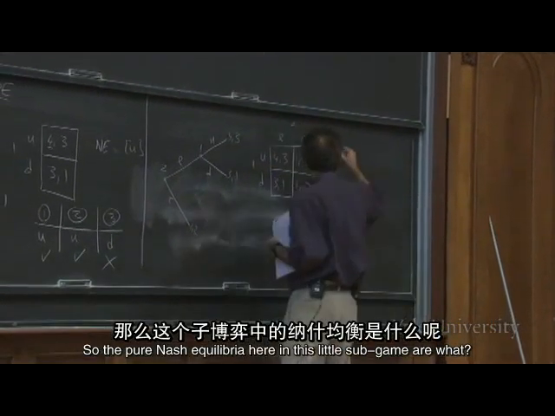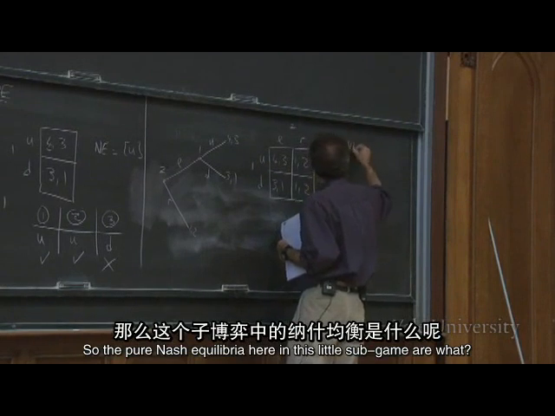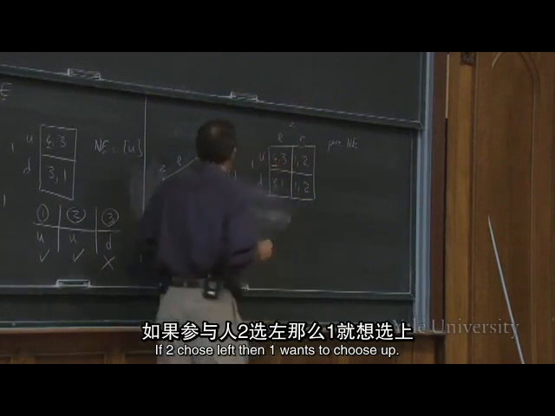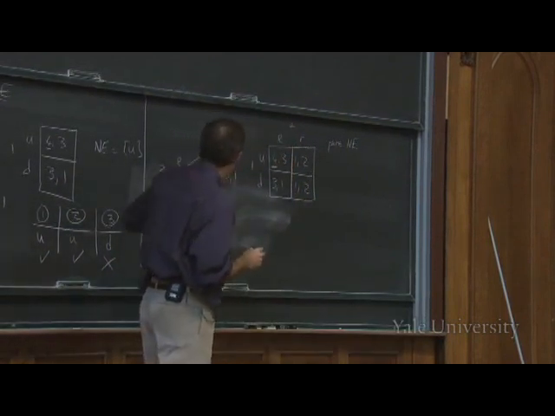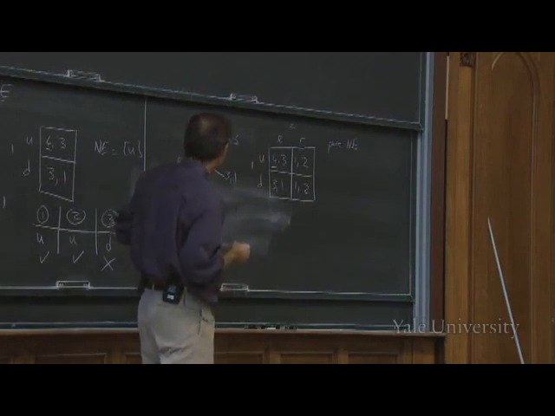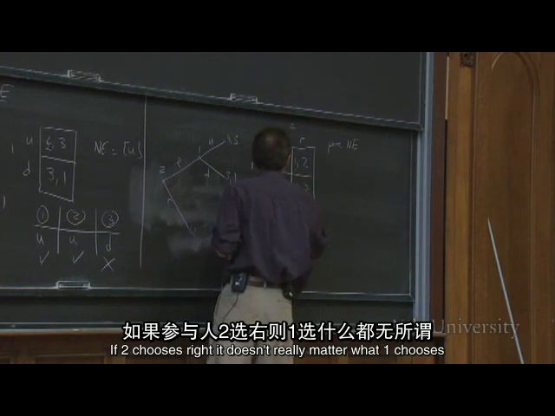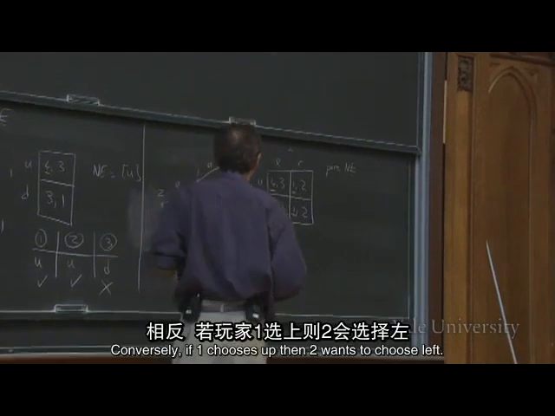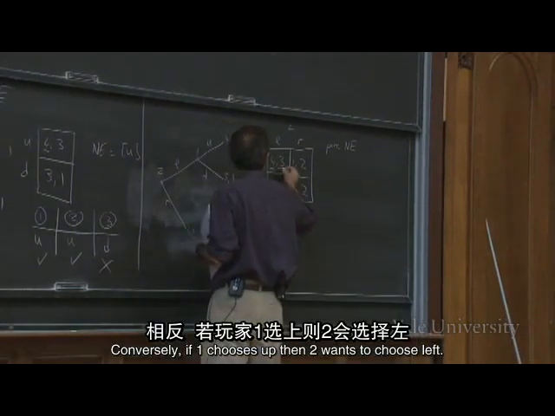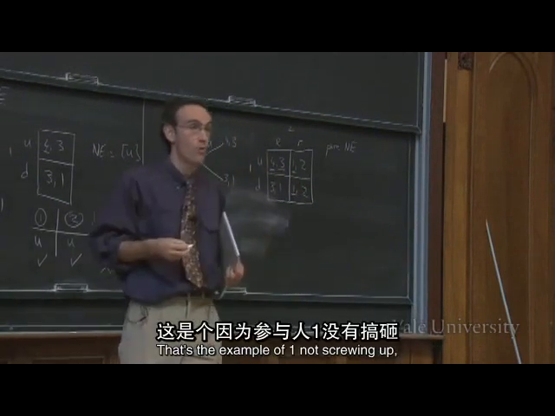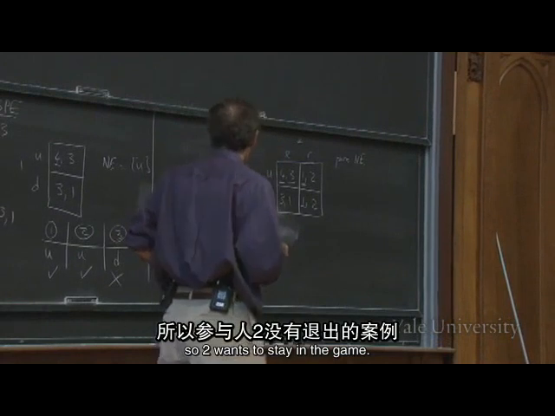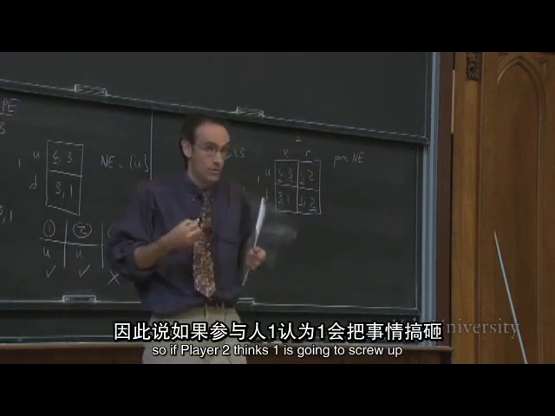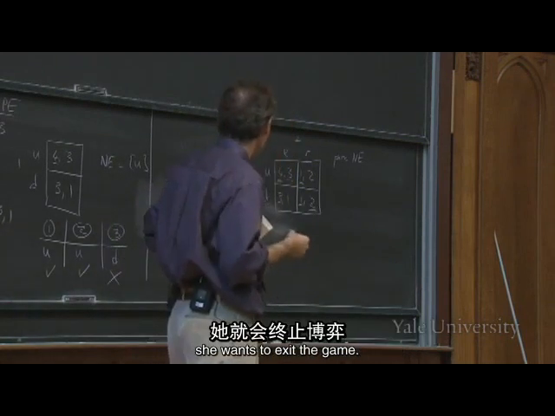All right, so the pure Nash equilibria in this little subgame are what? Well, let's just see. If 2 chose left, then 1 wants to choose up. If 2 chooses right, it doesn't really matter what 1 chooses, because she isn't going to get to move anyway. Conversely, if 1 chooses up, then 2 wants to choose left. That's the example of 1 not screwing up, so 2 wants to stay in the game. But if 1 was to choose down, then player 2 would like to get out of the game. So if player 2 thinks 1 is going to screw up, she wants to exit the game.